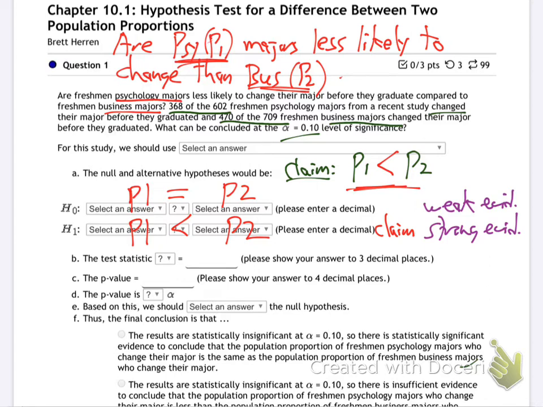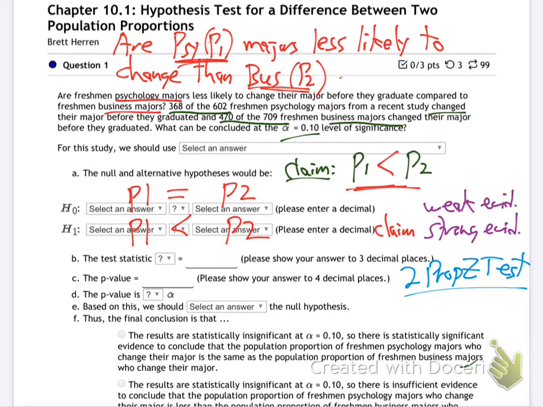2 prop Z, because we have 2 proportions. So it's going to be the 2 prop Z test, exactly. You guys don't need me up here lecturing this. You can figure this out now. 2 prop Z test, exactly. That's where we go on the calculator, because we have 2 proportions, P1 and P2. We're doing a hypothesis test, so 2 prop Z test.